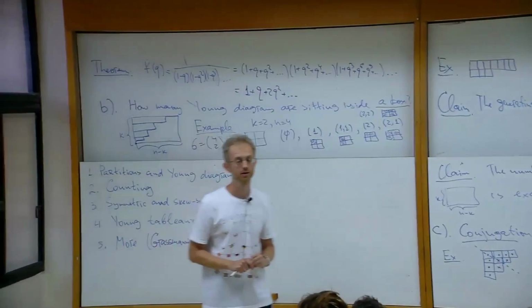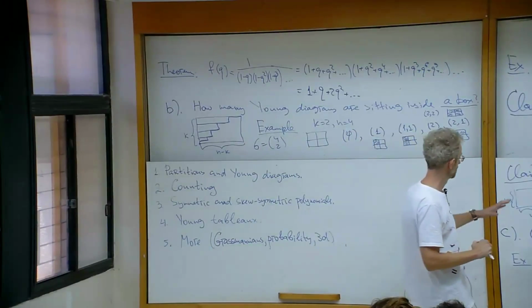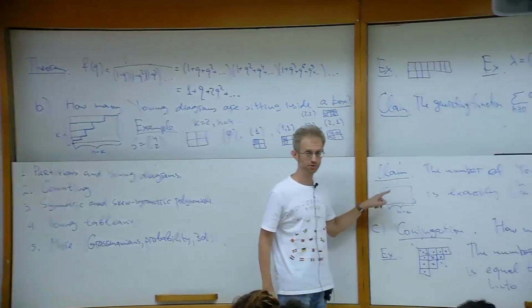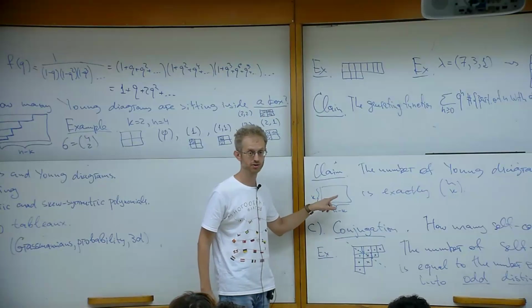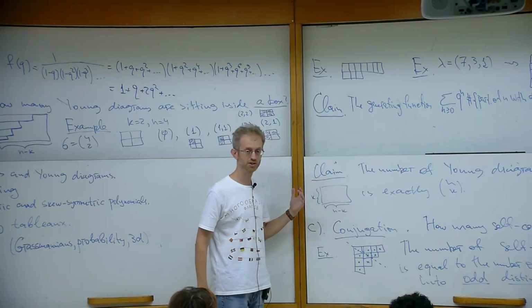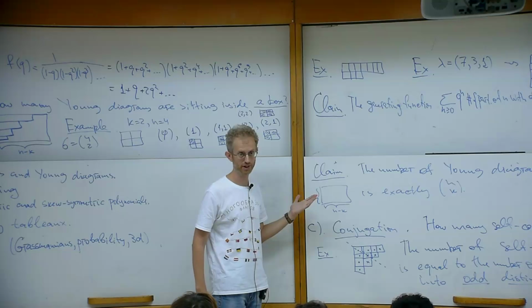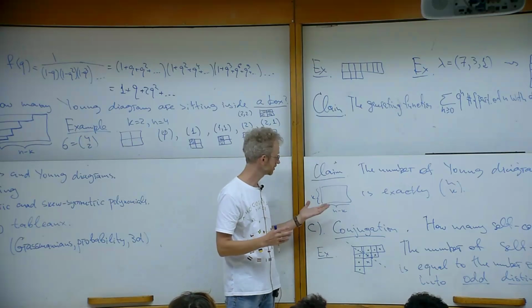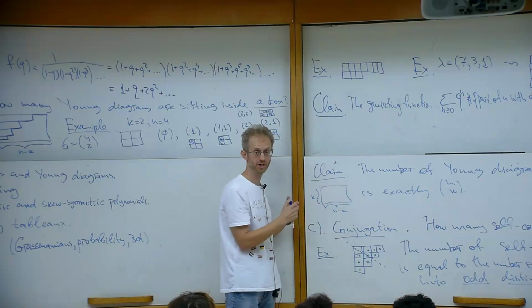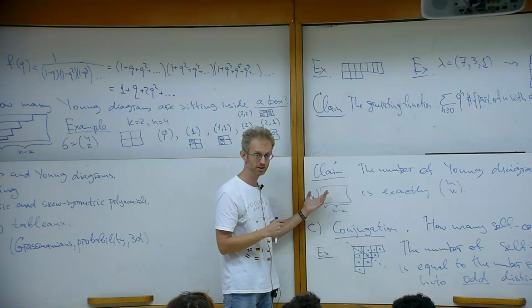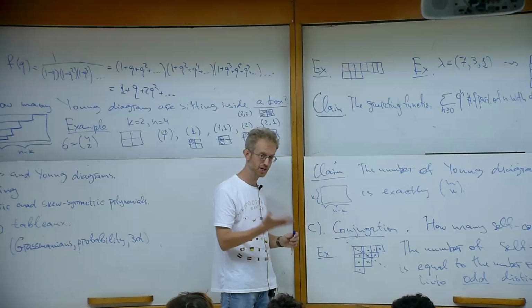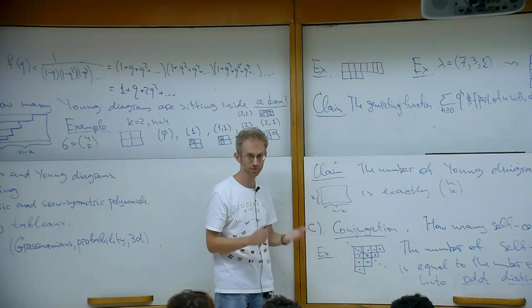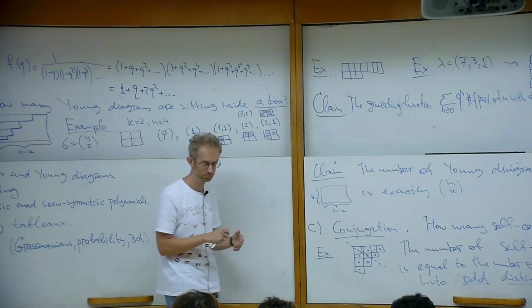Yes. So the question was, this claim is about the number of Young diagrams fitting inside a box, right? But this box is a Young diagram itself, so it has all parts equal to n minus k. Now the question was, suppose we take an arbitrary Young diagram, not a rectangular one, and we are asking how many Young diagrams fit inside it. The question is natural and important.